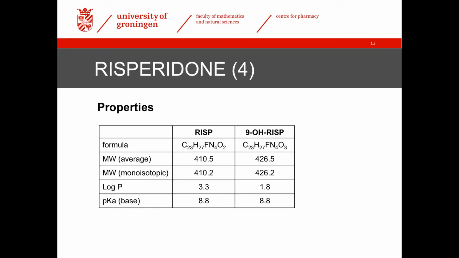One of the first things to do when setting up a method is to evaluate the molecular properties of the analyte. Here you can see some important characteristics for risperidone and its metabolite. The relatively high log P values indicate that the analytes are non-polar, and the basic pKa value of around 9 shows that they are charged at physiological pH values. We will use this knowledge to develop a proper method.